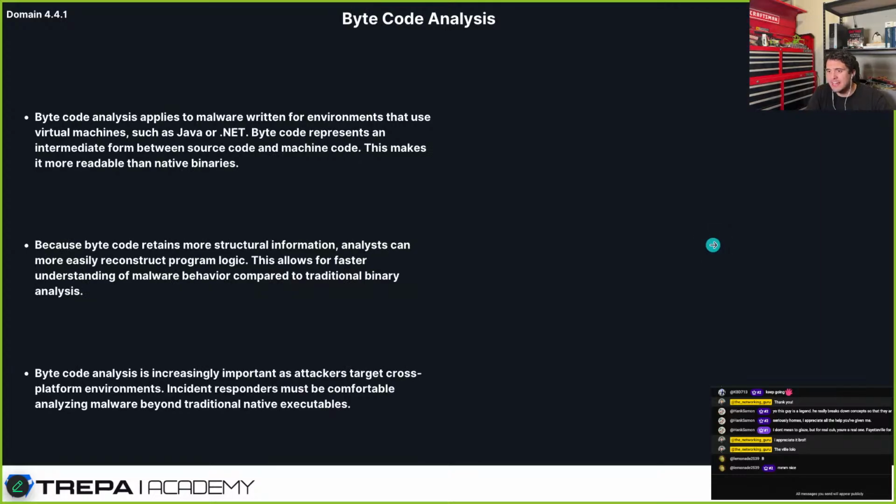We have bytecode analysis. Bytecode analysis applies to malware written for environments that use virtual machines such as Java or .NET. Bytecode represents an intermediate form between source code and machine code. Because bytecode retains more structural information, analysts can more easily reconstruct program logic.